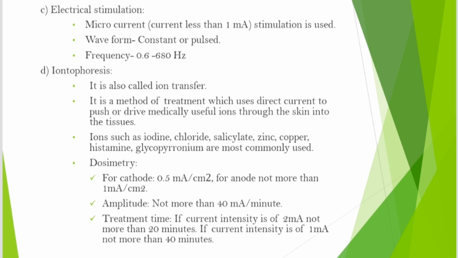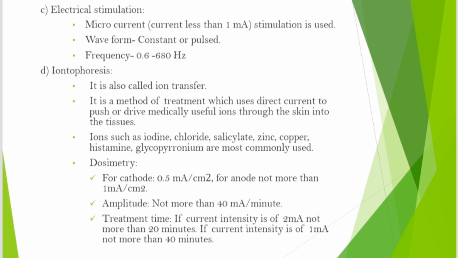Iontophoresis, also called ion transfer, is where ions are transferred locally. It is a method of treatment which uses direct current to push or drive medically useful ions through the skin into the tissues. Ions such as iodine, chloride, salicylate, zinc, copper, histamine, and glycopyrronium are most commonly used. The principle of iontophoresis is based on like charges repelling each other.